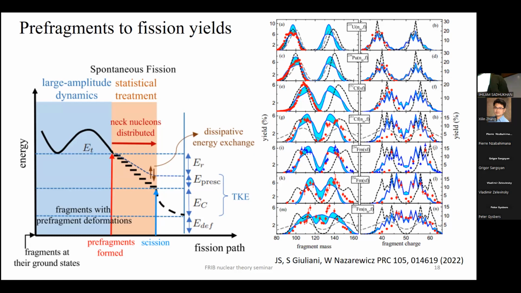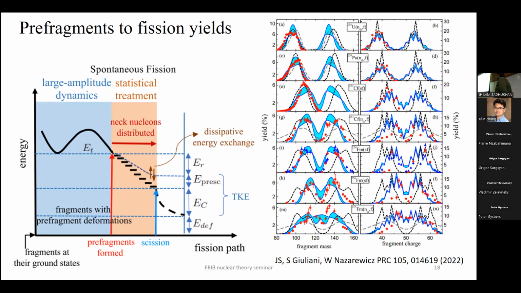And not only that, we can really reproduce this odd-even staggering in the charge distribution thanks to this average pairing. So we can see this is for uranium, plutonium, and even for this heavier system, we can reproduce the data. So this gives us the confidence that this simple hybrid model really works, which includes the dynamics as well as the statistical distribution, which incorporates how to handle the excitation.